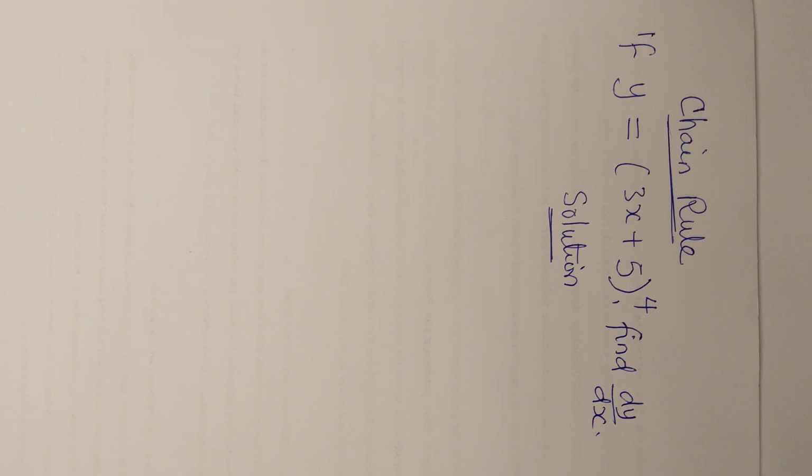If you're given a question of this nature, y equals (3x + 5) raised to the power of 4, and we are asked to find dy over dx, there's no way we can solve this problem using the product rule or the quotient rule or the general rule of differentiation. So the best and only way to solve this problem is to use the chain rule. And in order to use the chain rule, we have to make some mathematical statement.